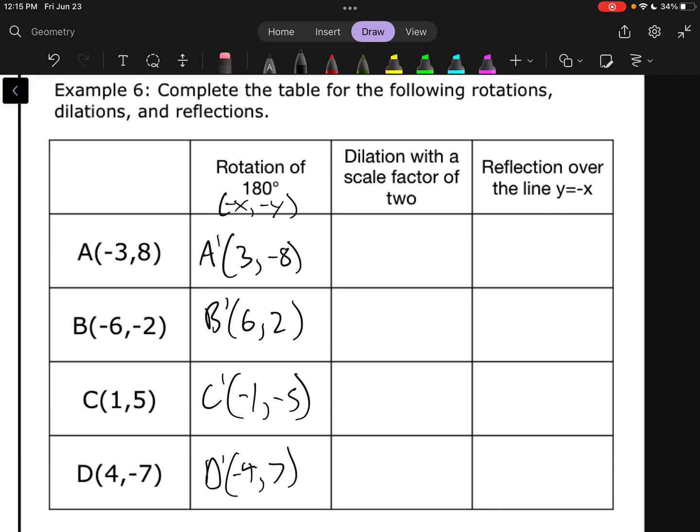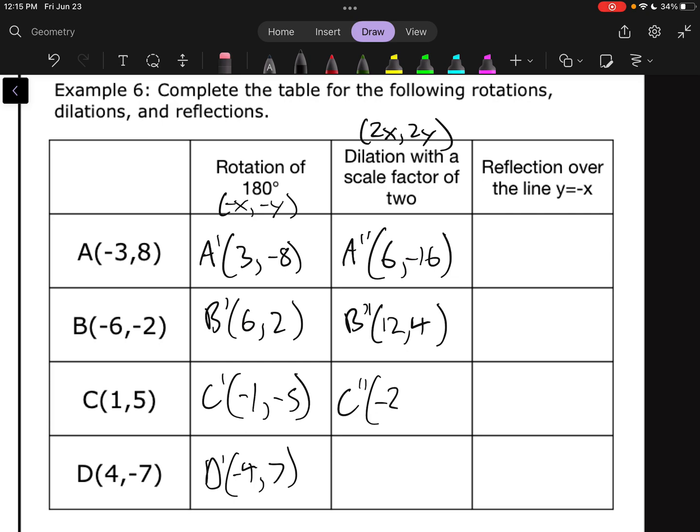For a dilation with a scale factor of 2, that's 2x, 2y. So a double prime, multiplying everything by 2, that's going to get to 6, negative 16. For b double prime, we get to 12, 4. For c double prime, we get to negative 2, negative 10. And for d double prime, we get to negative 8, 14.